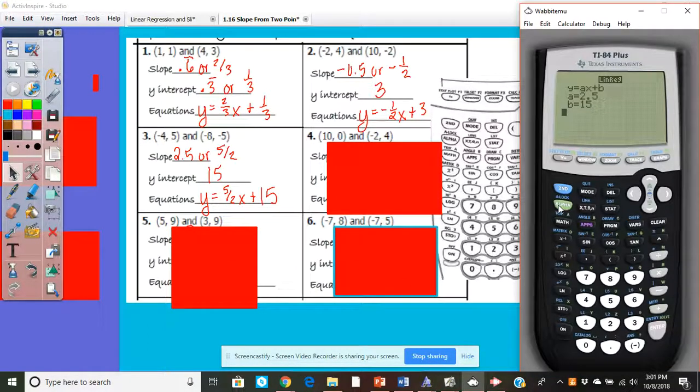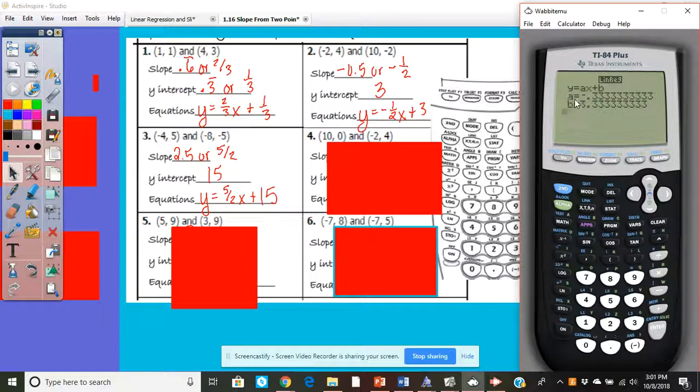So number 4, Stat, Enter. All right, so 10 and 0. 10 goes into list 1, 0 goes into list 2, and then -2, 4. So -2 goes into list 1, and 4 goes into list 2. So Stat, Calc, 4, and then down to Calculate. Here we get those repeating decimals again. If you need a reminder of the keystrokes, use the previous video.